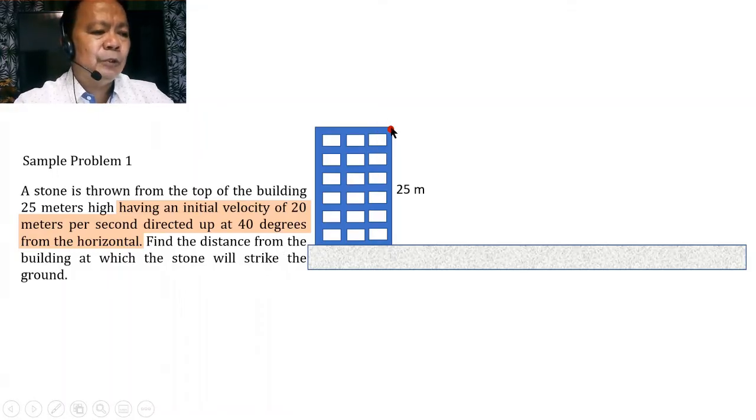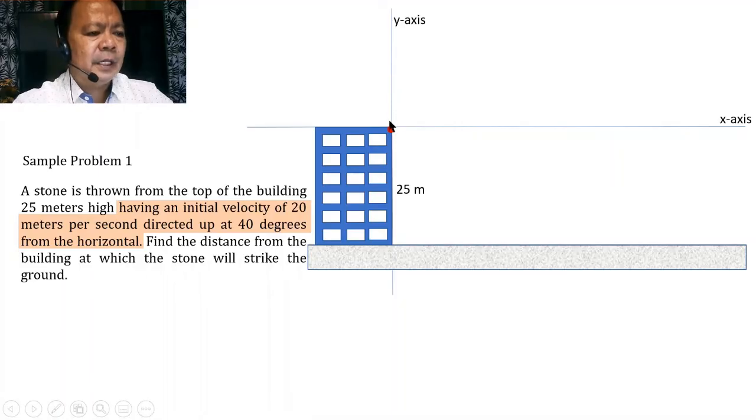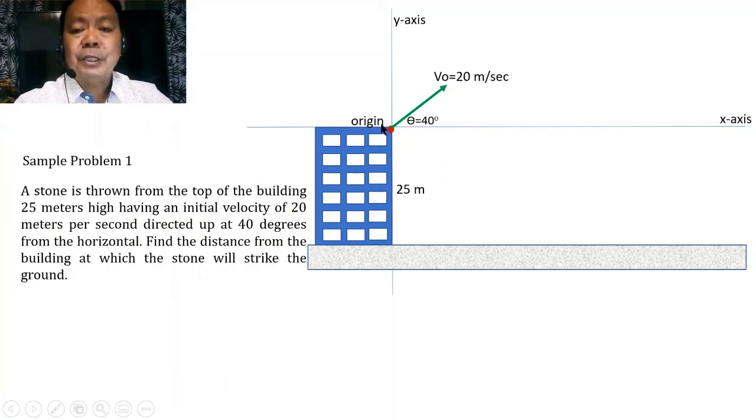So, assuming natin na ito yung ating origin, and then from the origin, we consider the x-axis. We also treat here our y-axis, and let us imagine that this is our origin. Then there is the stone that is thrown at an initial velocity v sub o, given to be 20 meters per second. The inclination of this velocity is 40 degrees away from the horizontal. And from here, we are required at what distance from this building will this stone strike the ground. Diba? So, yun ang pinapahanap sa atin.